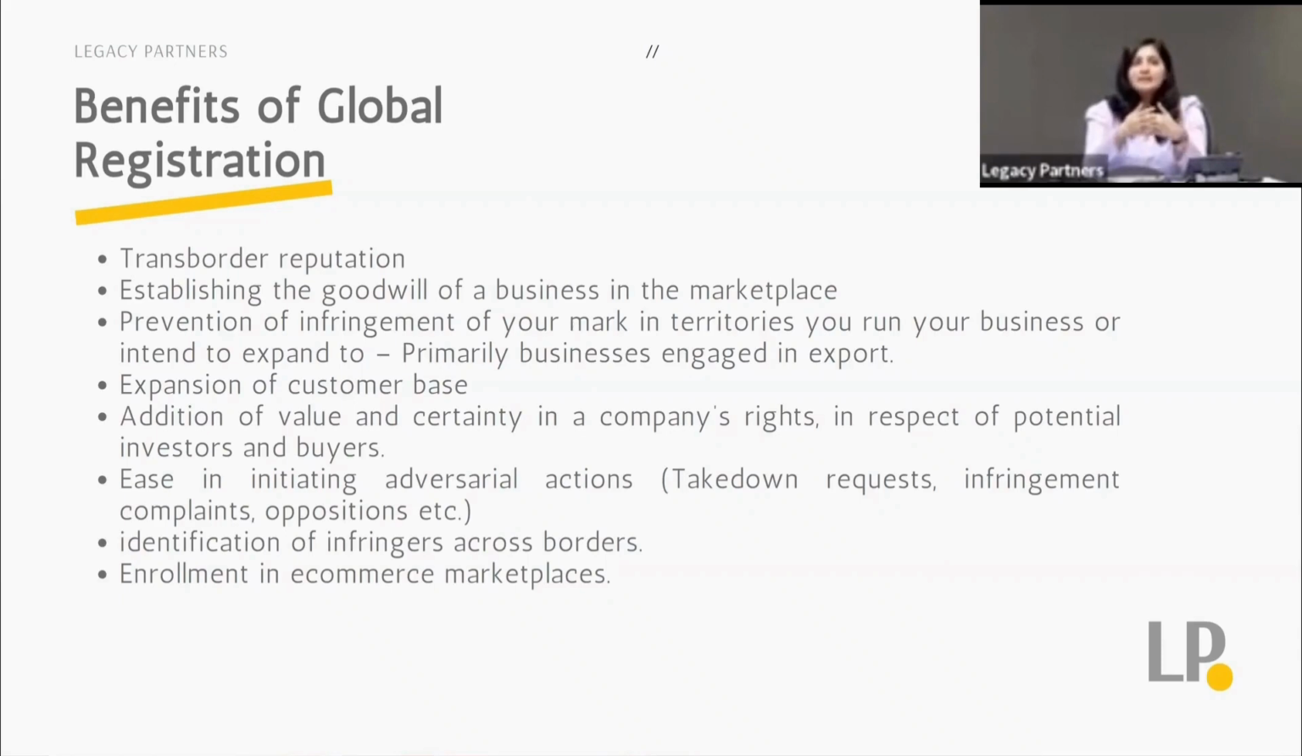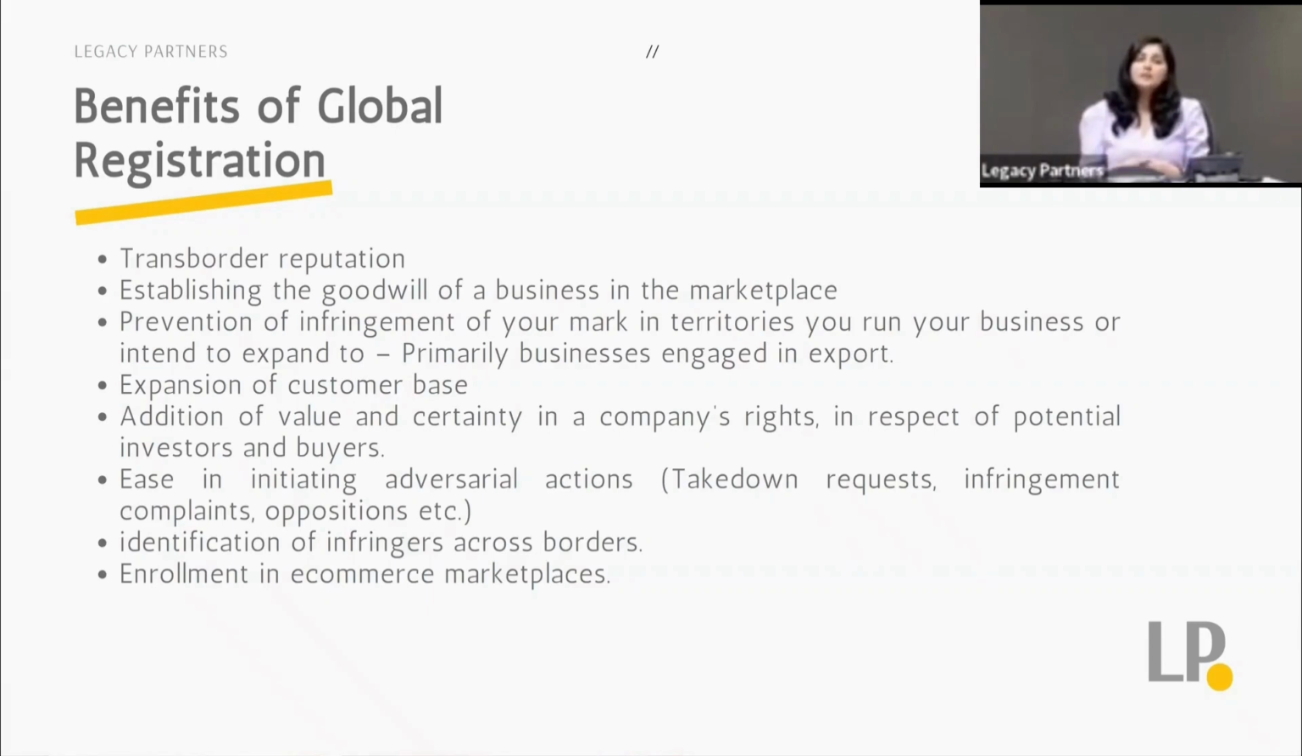The second one is establishing the goodwill of a business in a marketplace. If you are relatively new to a new country or a new marketplace, it will, of course, be difficult in the beginning to establish yourself as a working brand or a recognized brand in those territories. So having a trademark registration will give you the benefit of the doubt and an upper edge over unregistered marks, such that you're recognized in the market.